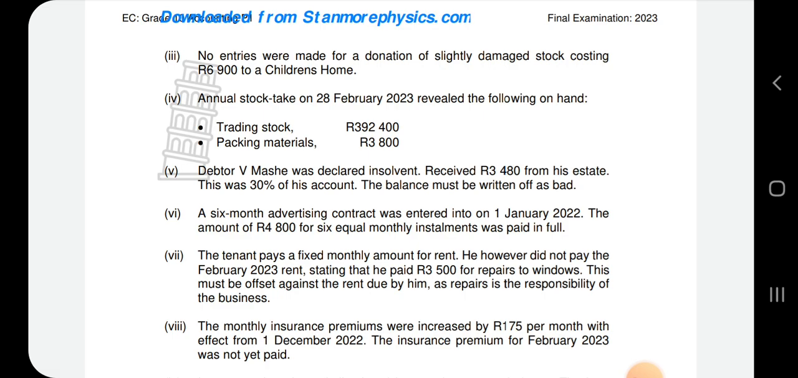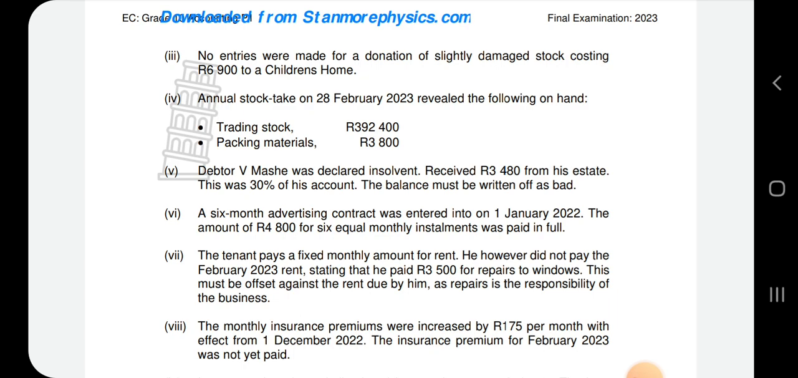So when we say annual stock taking revealed the following on hand, it means when we went to the storeroom and counted the amount of stock that we have as trading stock. Trading stock is the stock that we use to resell, but packing materials can just be items that help us, maybe boxes that help us pack the stock that we sell, right? So that is packing material.